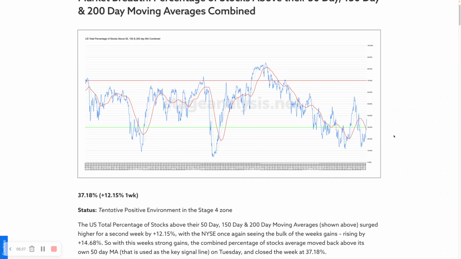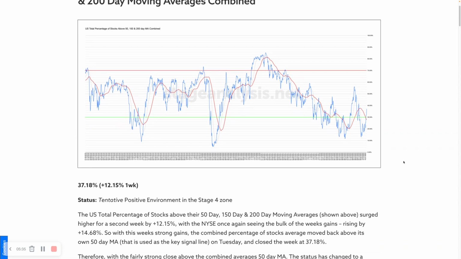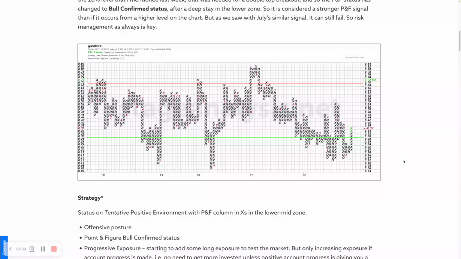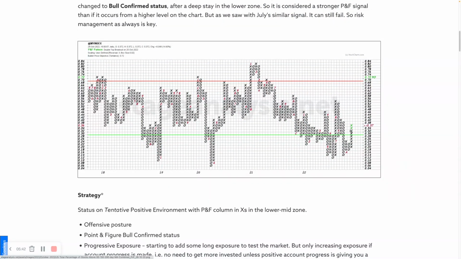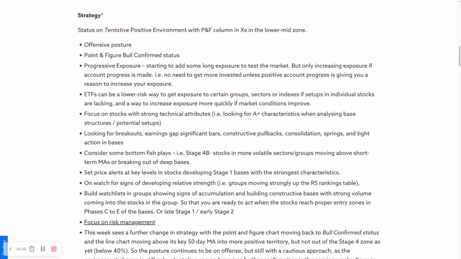Some of them are still on negative signals, your new highs, new lows, your advance-decline lines, etc. So we're trying to get a sample of what's going on across the board. But from a moving average breadth perspective, we're on bull confirmed on the point and figure, and we're on a tentative positive environment. So the strategy that I post each week is my strategy.